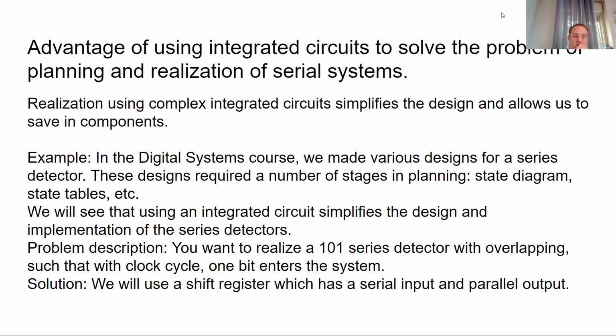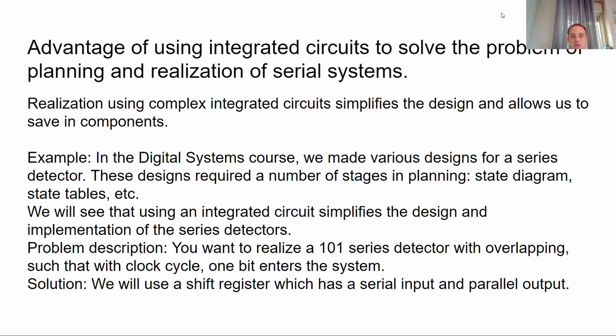Problem description. You want to realize a 101 series detector with overlapping, such that with one clock cycle, one bit enters the system. So in other words, we're going to get a 1, then a 0, then a 1, then a 1, then a 0 and a 1. We want to know whenever we got a 1, 0, 1, followed by a 0, followed by a 1.